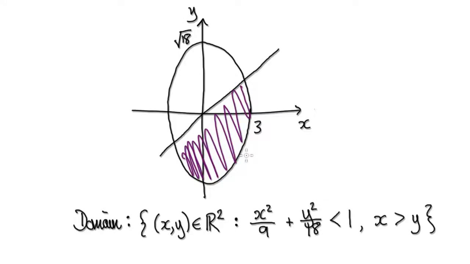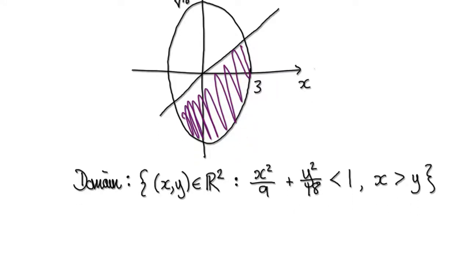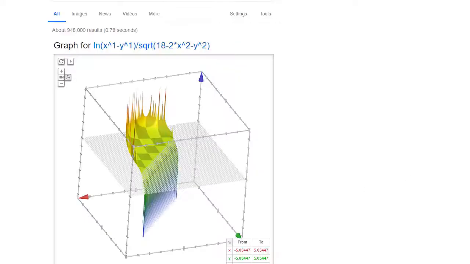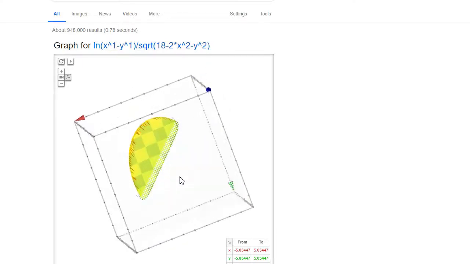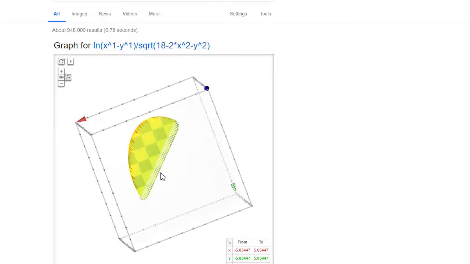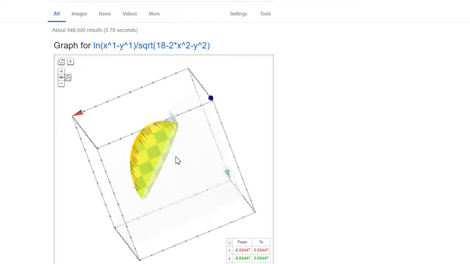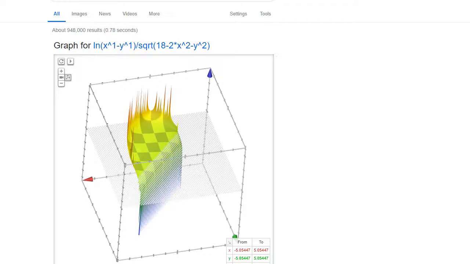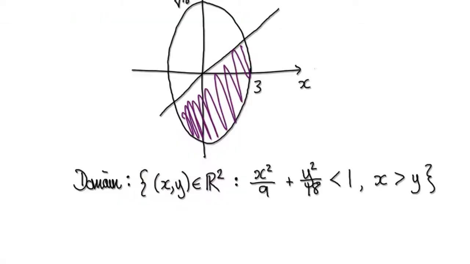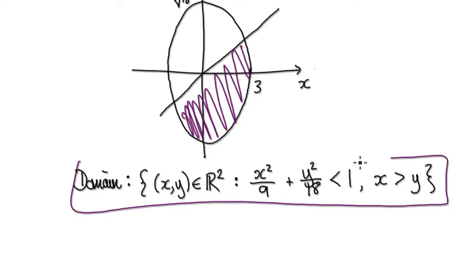When you look at our graph, our surface, hang on. So this is our surface here. If you rotate it and look straight down, this is part of an ellipse, and there is a straight line here. That's our y equals x line. Look straight down, and it does form an ellipse. Okay, so our domain is given by this.